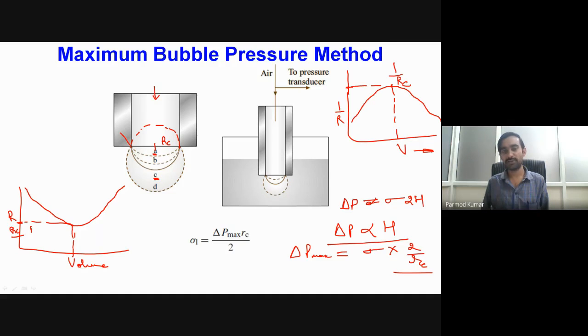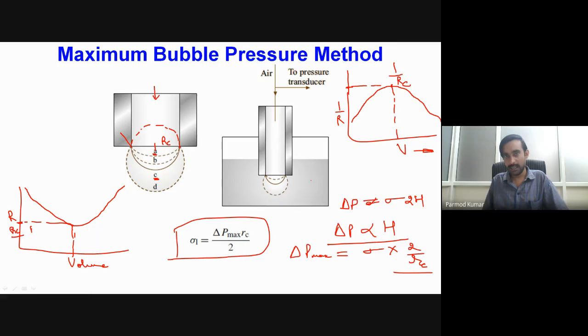So from here you can determine the value of sigma as delta P max into RC divided by 2. Okay, so one important point you have to note over here: while we will be injecting the gaseous phase, we will be having a certain pressure transducer which will be continuously monitoring the pressure of the bubble.